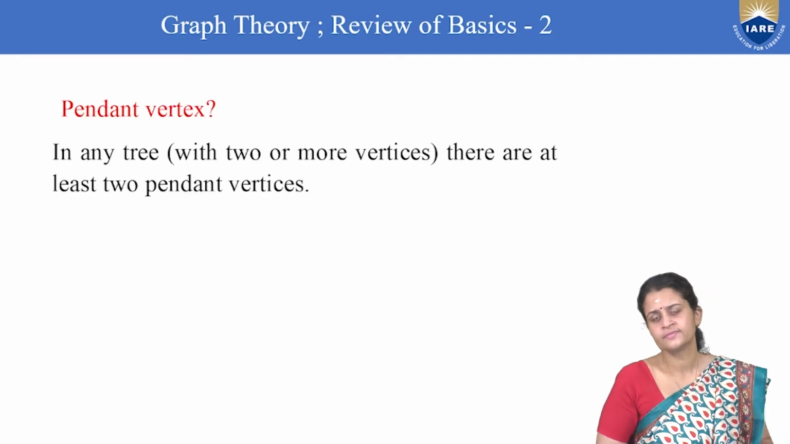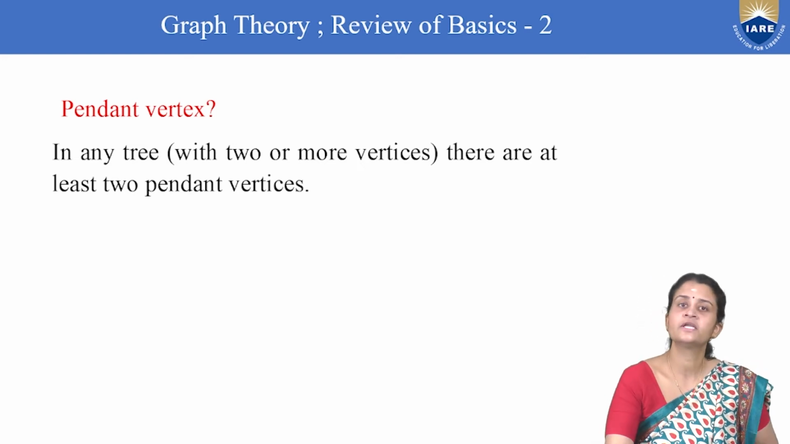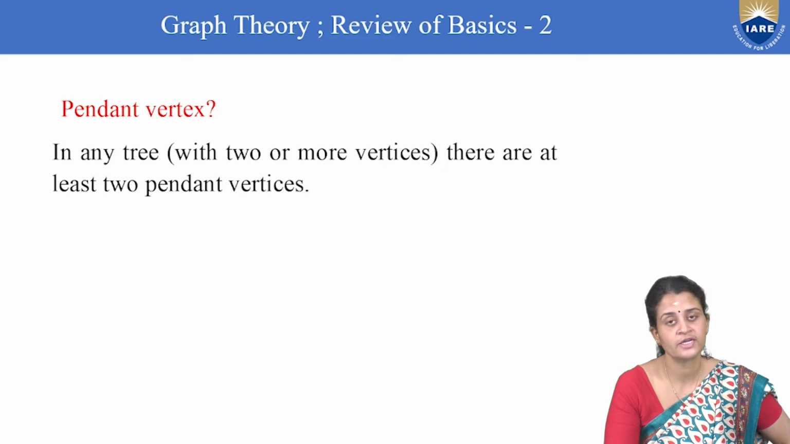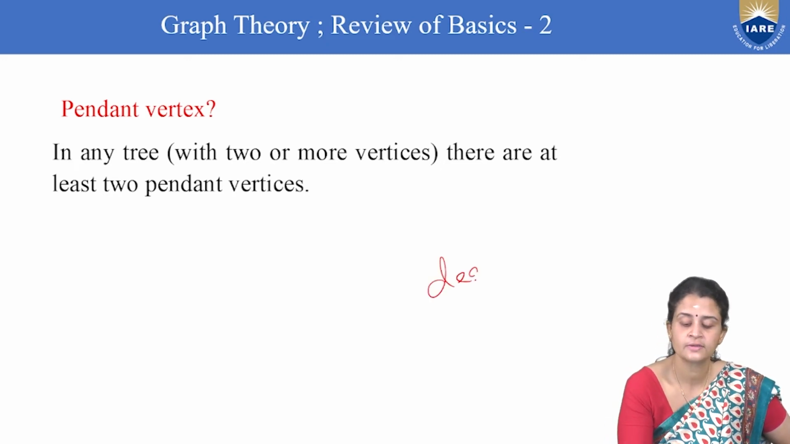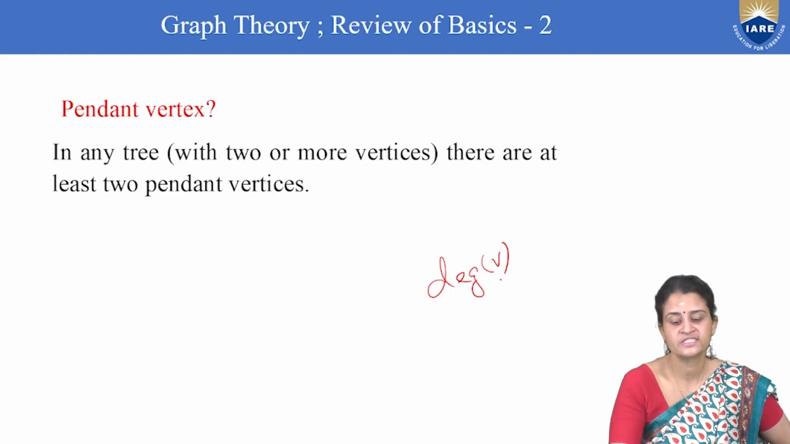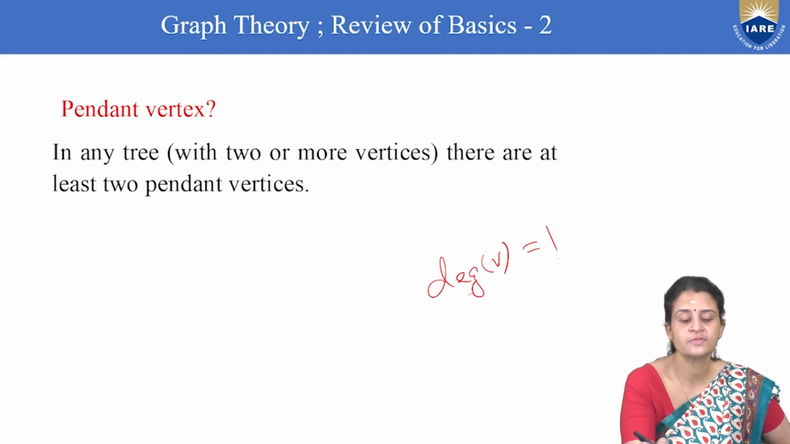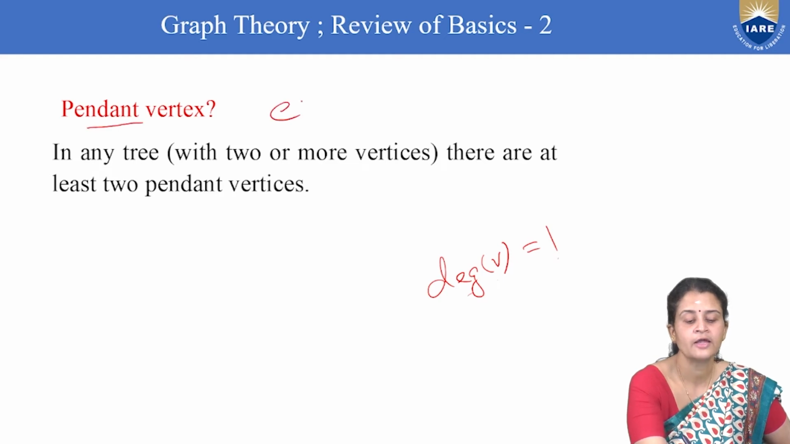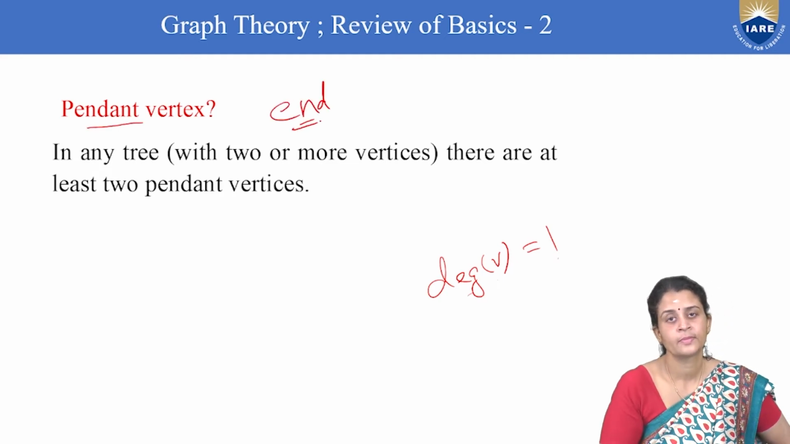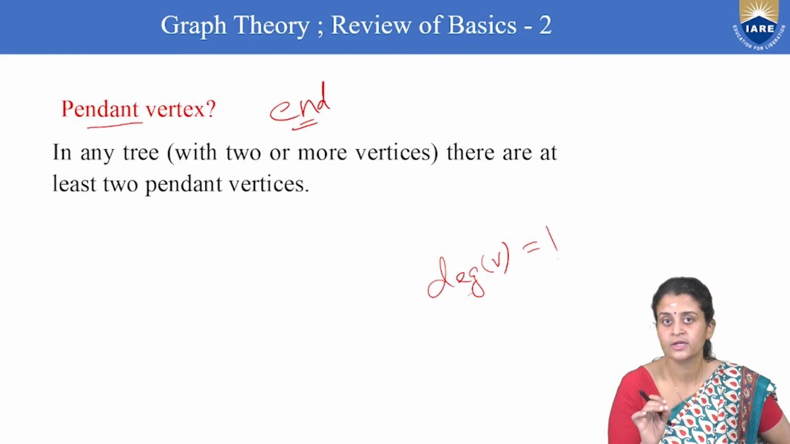What is a pendant vertex? I think you all know the degree of a vertex. The number of edges incident on a vertex is termed the degree of the vertex. If V is a vertex, then how many edges are incident on that V is the degree of the vertex. If the degree of vertex V is 1, then we refer to this vertex as a pendant vertex. Another name for pendant vertex is end vertex. From the terminology itself, it is clear that it is at the end of something.